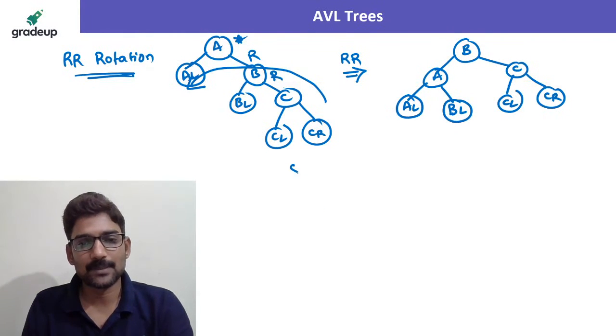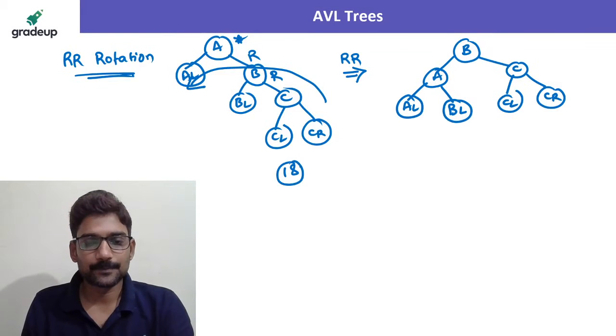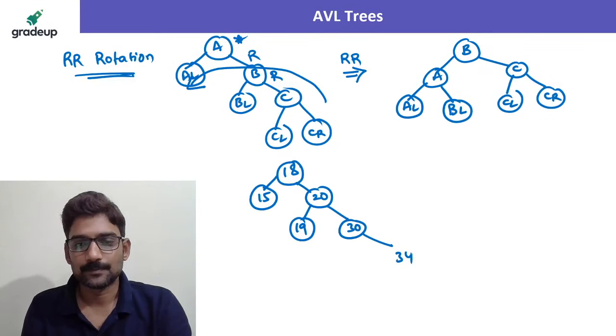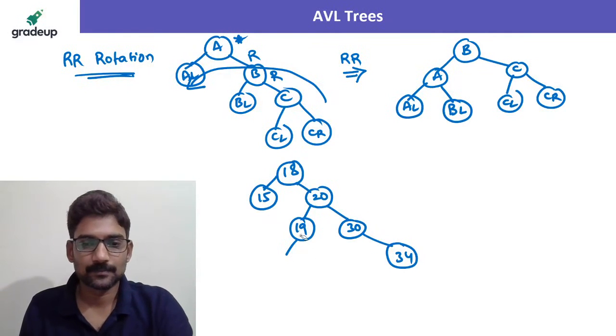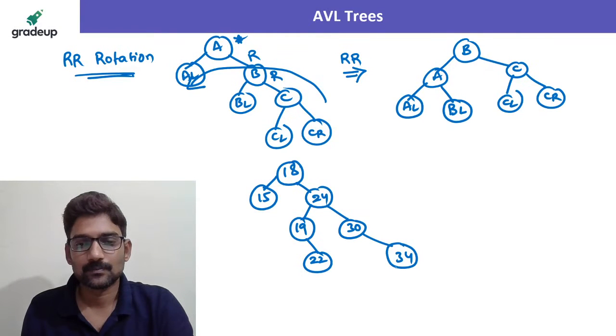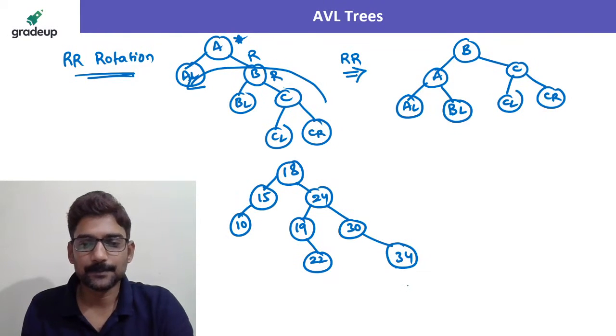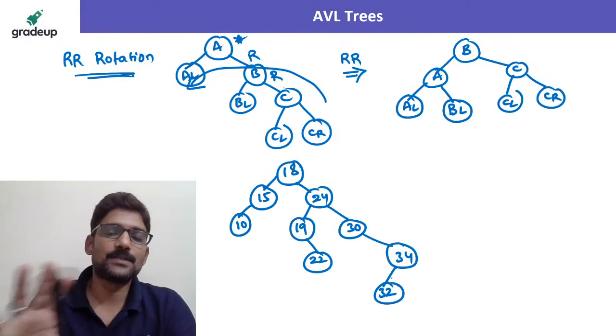So quickly, if you take some example, something like 18, 20, 30, 15, 19, 34, 22, 10, 32. Suppose this is the given tree.